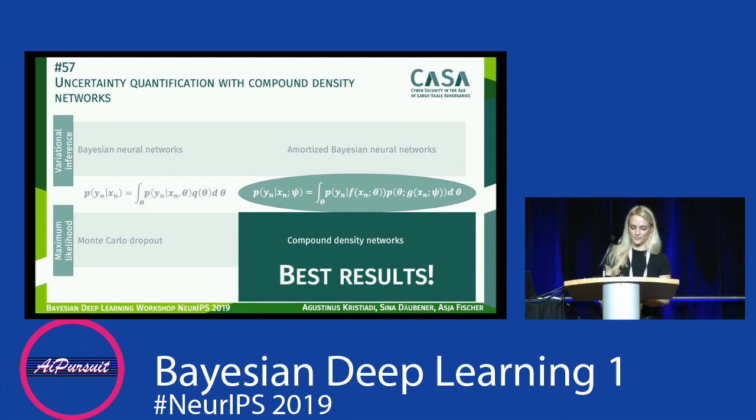Interestingly, compound density networks provide the best performance, at least in our experiments. I'm happy to talk to you about this approach during the poster session.